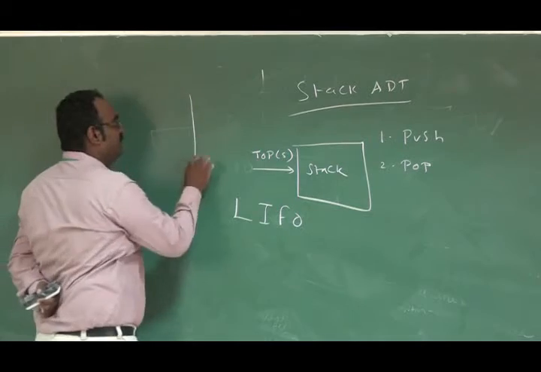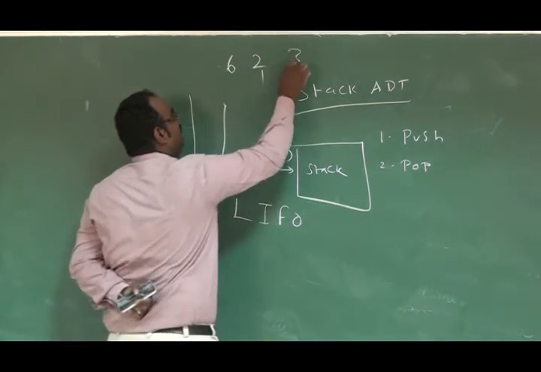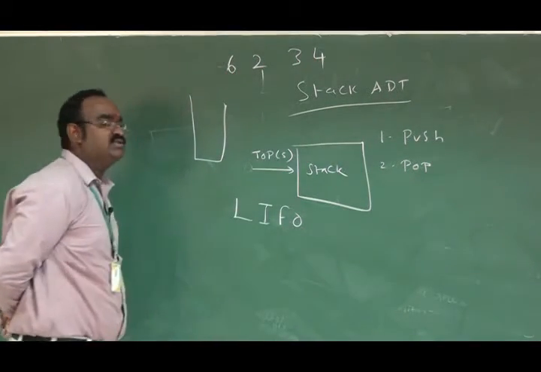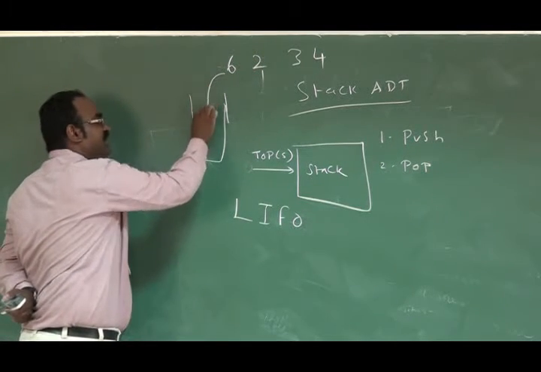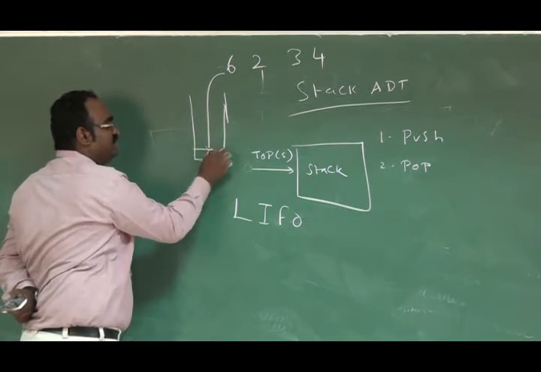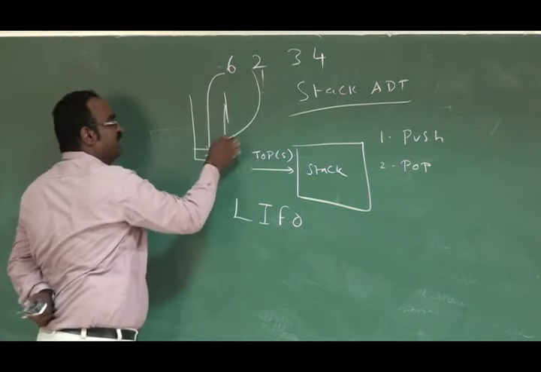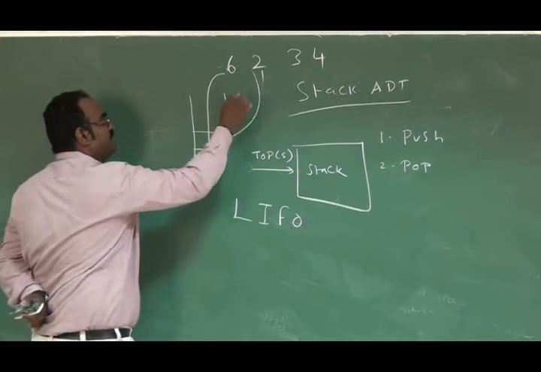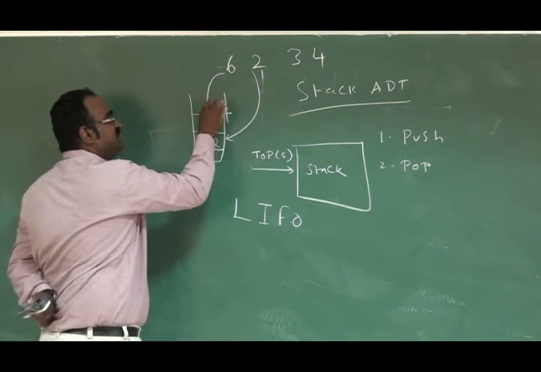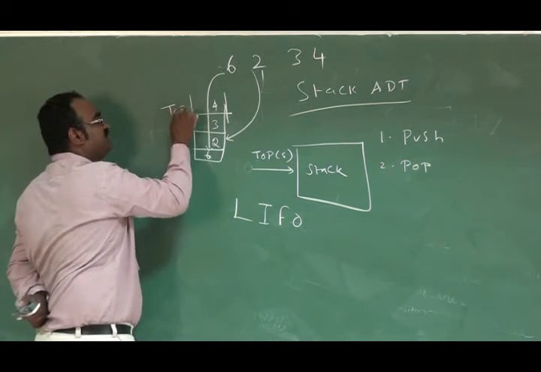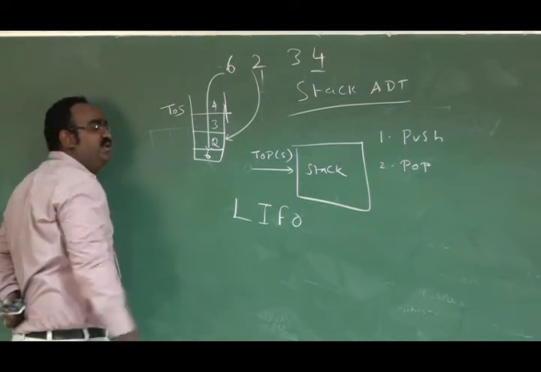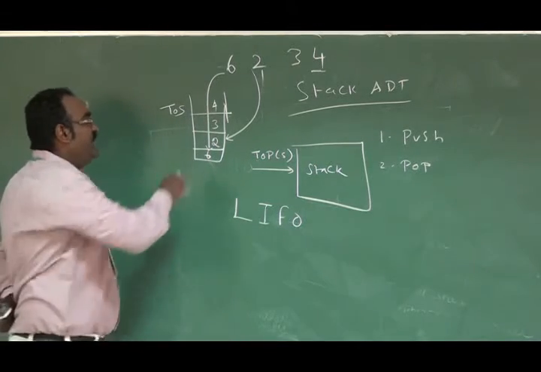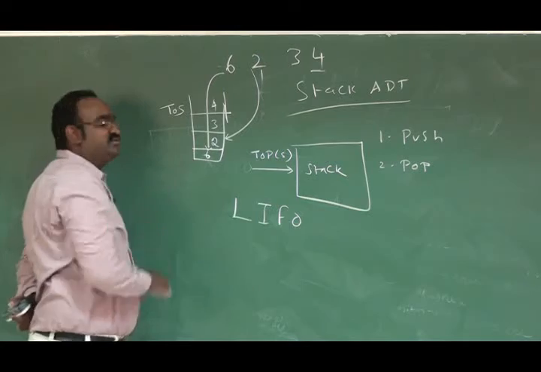You have the elements 6, 2, 3, 4. Consider this is a stack. Now 6 is inserted, so 6 is in this position, and 2 is inserted in the next position, then 3 is inserted next, and 4 is inserted last. So this is the top of the stack. 4 is the last element, but it occupies the top of the stack, so once you start removing, this is the first element to be extracted from the stack.